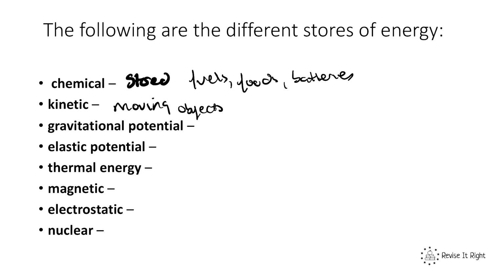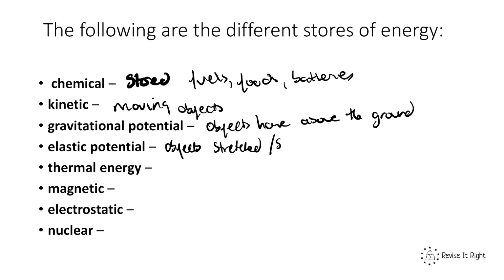Gravitational potential energy is the energy that objects have above the ground. So if an object is above the ground, it has gravitational potential energy. We call it a potential energy because it has the potential to transfer into another form. Elastic potential energy is what objects have if they are stretched or squashed. So when we're talking about elastic potential energy, it's the energy that an object has if it is stretched or squashed.